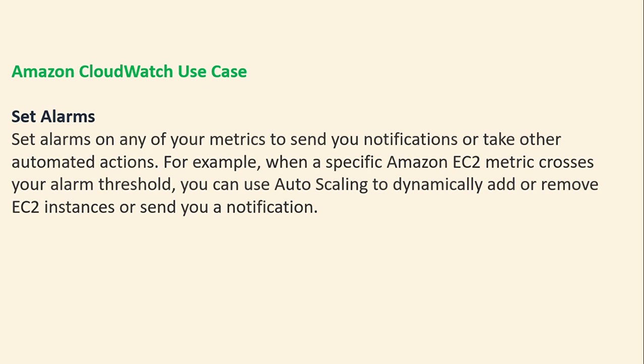It also sets alarms on any of your metrics to send you a notification or take other automated actions. For example, when a specific Amazon EC2 metric crosses your alarm threshold, or you can use auto scaling to dynamically add or remove EC2 instances or send you a notification.